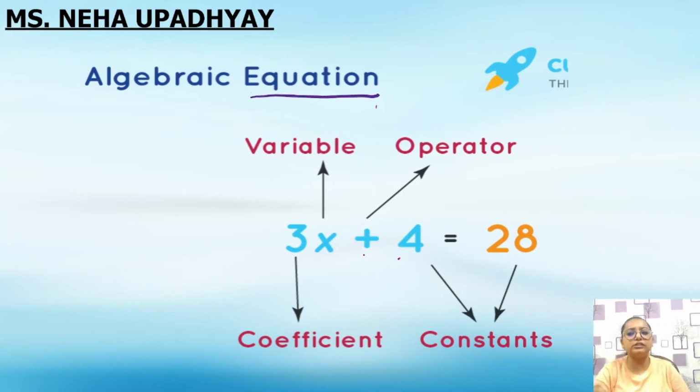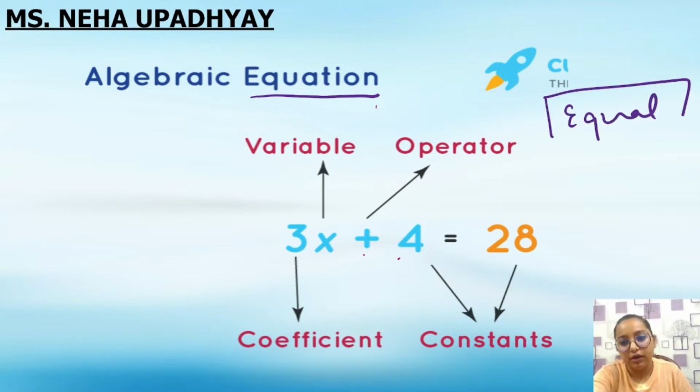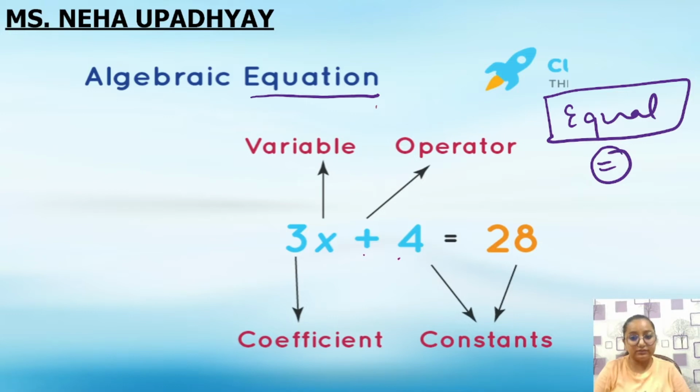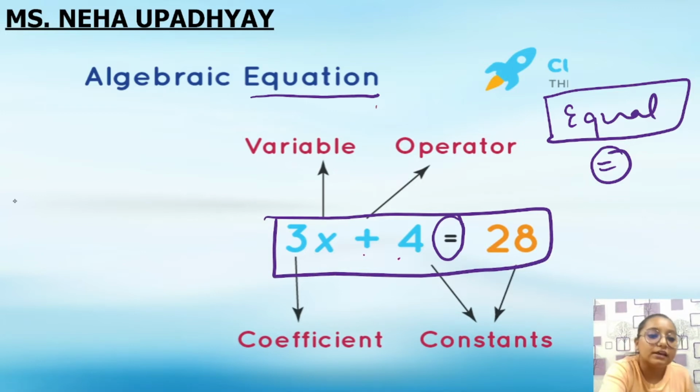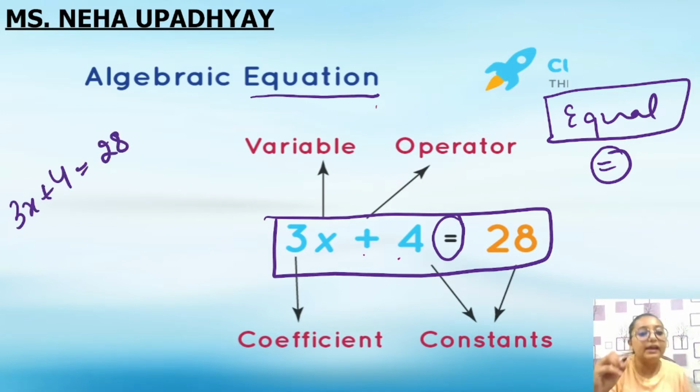Now have you heard the term equal? Okay. So what is the symbol of equal? It is this. Equal is this symbol. So whenever we see this symbol in any equation, we call it an equation if it has the equal to sign. So in this, we call it an equation because 3x plus 4 is equal to 28.